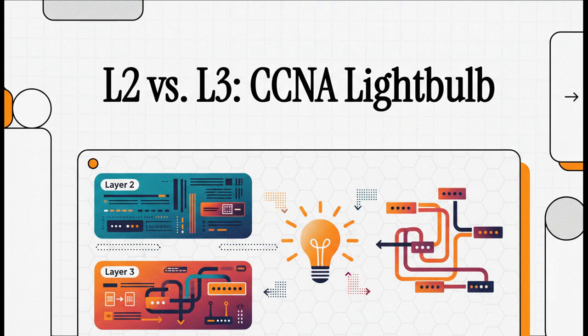All right, let's talk CCNA. If you're studying for the exam, you know there's that one topic that seems to trip up just about everyone, but it is absolutely fundamental. We're talking about the difference between layer 2 and layer 3. Today, we are going to make this crystal clear.